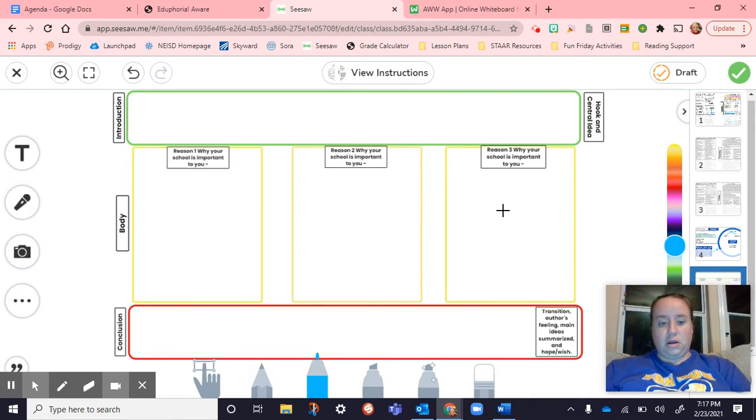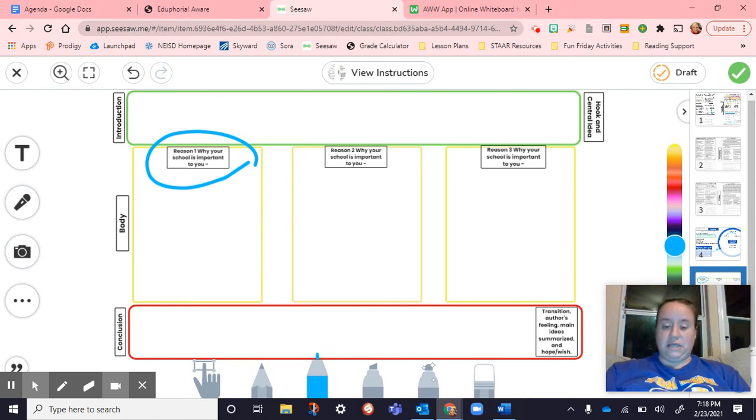And so here you have your reason, but you can't just say school is important to me because I have a lot of fun. Another reason school's important to me is because my friends are here. Another reason... you can't just do this shopping list of reason after reason after reason. You have to give details.